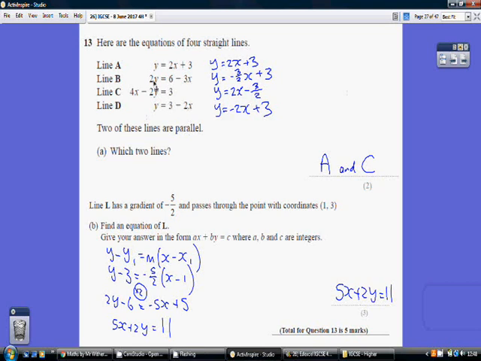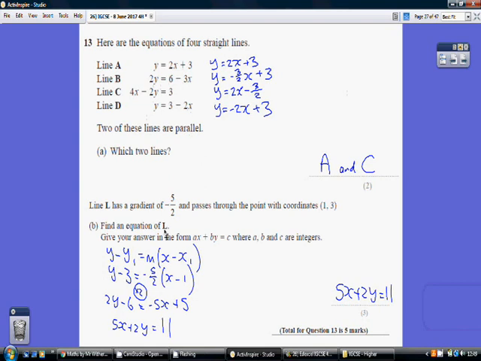With line B, I've divided through by 2, so that's 3 minus 1.5x, and then pop the x term first on the right hand side, giving me minus 3 over 2x plus 3. And then here I've had to add the 2y to both sides, minus the 3, and then halve it, giving me y equals 2x minus 3 over 2. So the two lines which are parallel are line A and line C, because they've both got a gradient of 2. Now for part B, I've been asked to find an equation of a line.